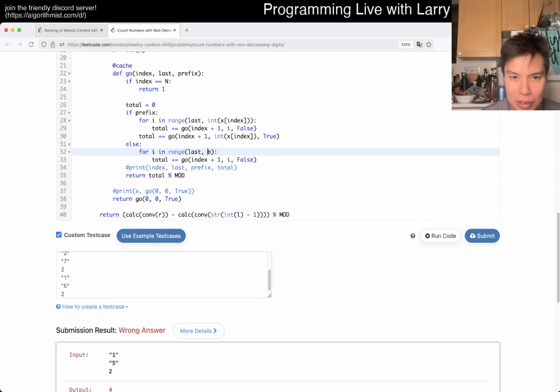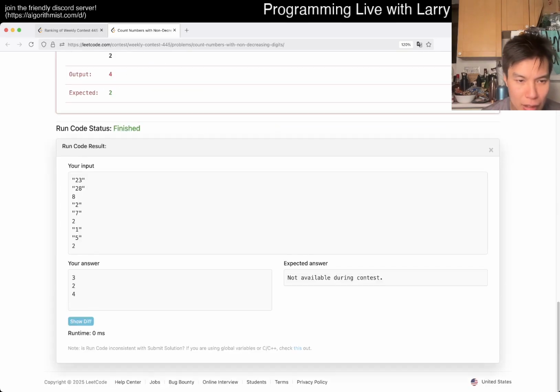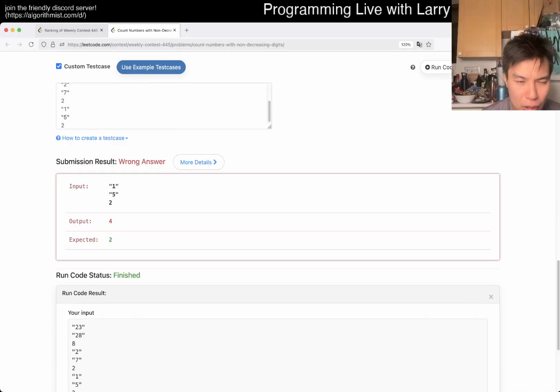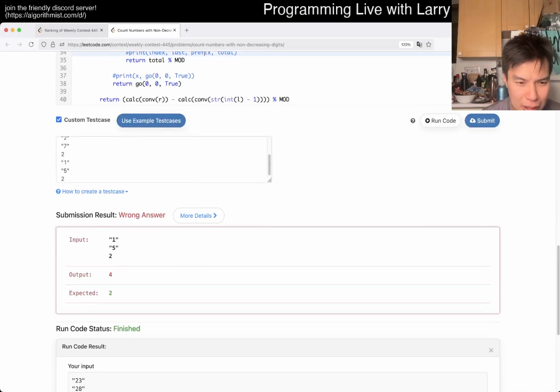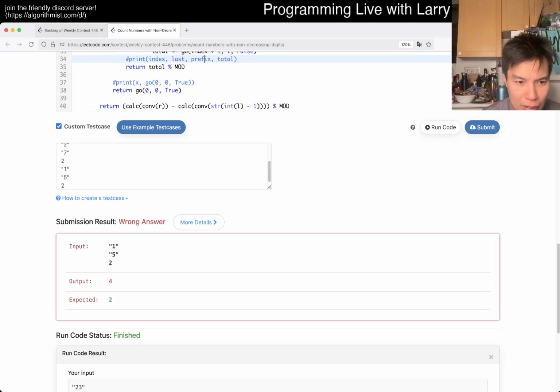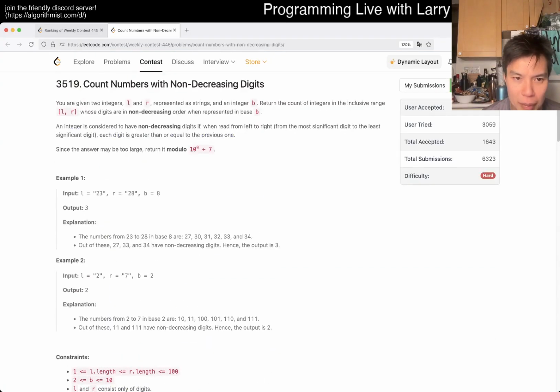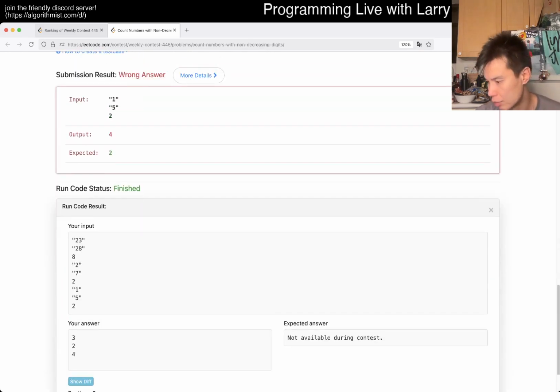I mean, maybe we need to kind of constrain this thing. No, I don't think so, because these are already converted here. Okay, so let's kind of take a look. Have a quick wrong answer. That's good, maybe, and this is easy to debug. 1 and 5. The answer is 2. Or what is 2 again? Oh, base 2. So you have 1 and 101.